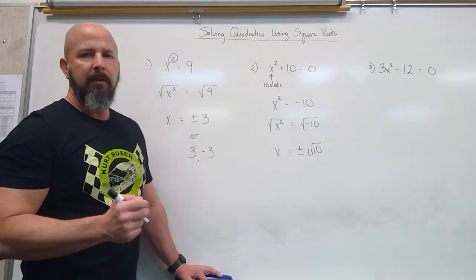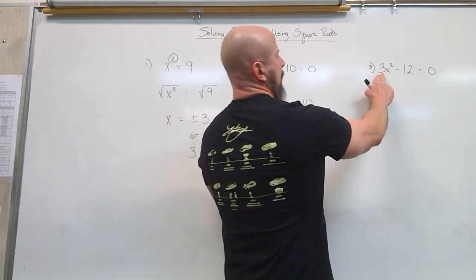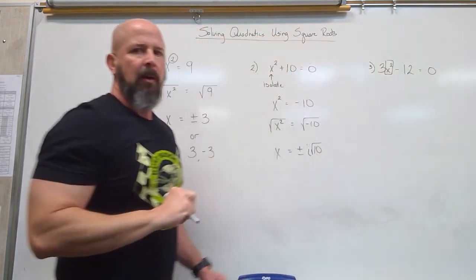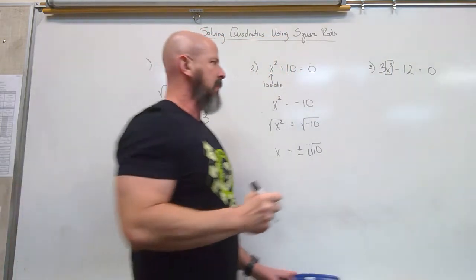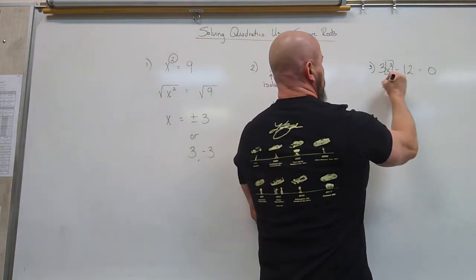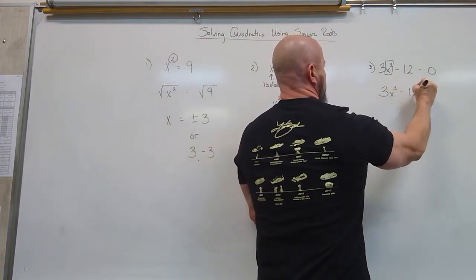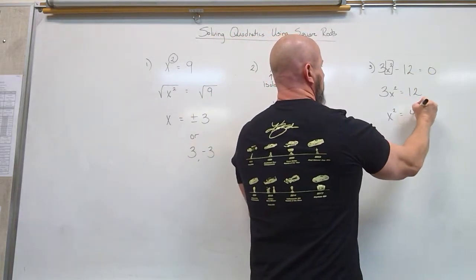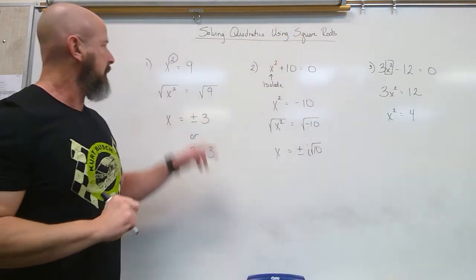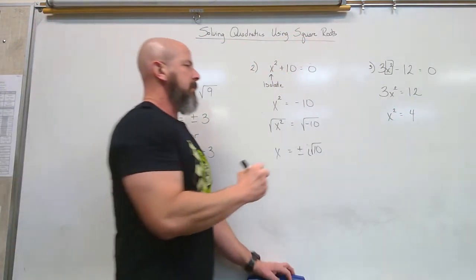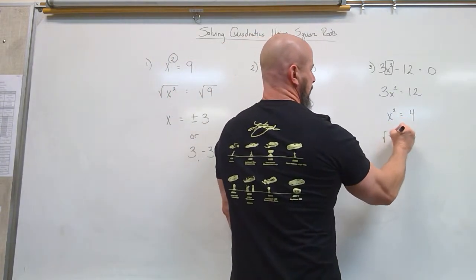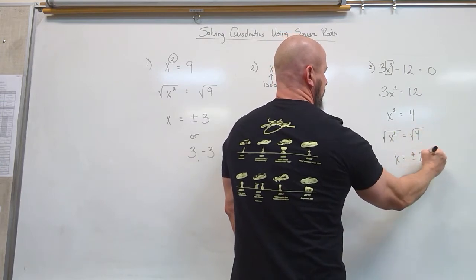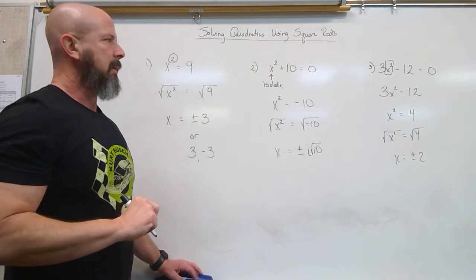Number 3, I added another little element here, and that's the 3 sitting in front. Still, I need that x squared alone. That's my goal. I've got to get that guy alone. So we're back to just some basic operations. I can move the 12 over, then divide by 3. It gives me a 4, and now it's back looking like the very first one we did. Square root both sides. So x would be plus or minus 2. There's my two values for that.